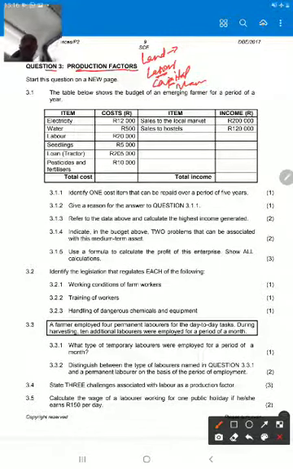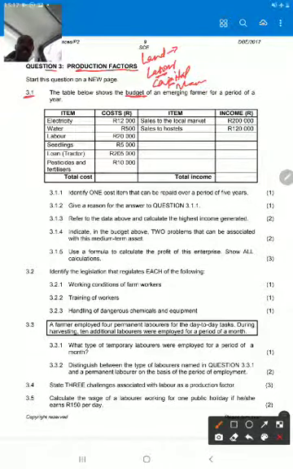Okay guys, before we lose time, let's look at 3.1. The table below shows a budget. A budget is an estimated income and expenditure for a particular period. It could be a year or a month. And there's also a cash flow budget, that is, estimated cash receipts and cash expenditures, your cash inflows and your cash outflows for that particular period.